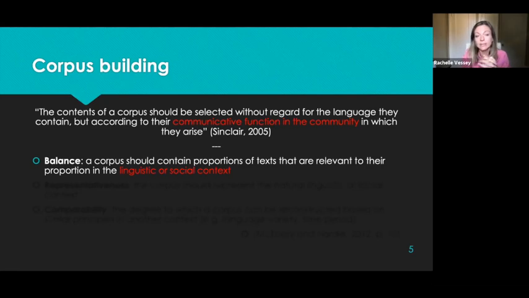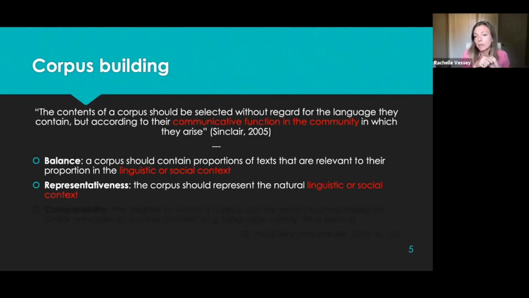And again, this is something that gets taken up, sort of intertextually, but also conceptually in terms of the criteria for corpus building, like issues of balance. So here I'm drawing on the more recent CUP textbook by McEnery and Hardie, who say that balance is one criterion for corpus construction. A corpus should contain proportions of text that are relevant to the proportion in the linguistic or the social context. So again, we have that reference back to the linguistic and/or the social.